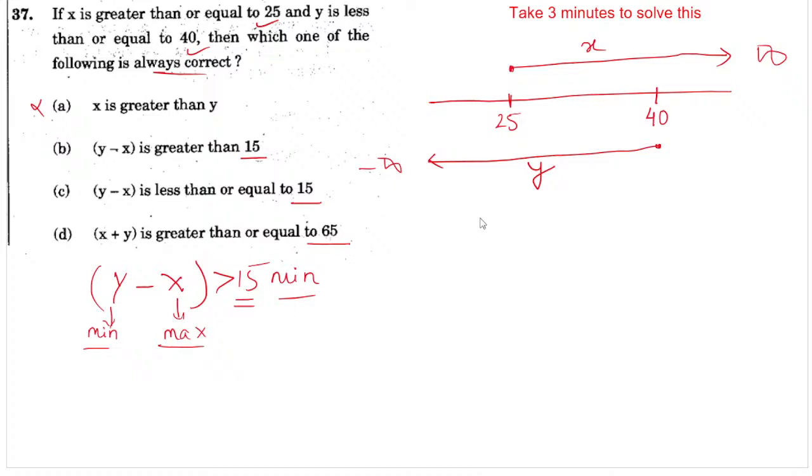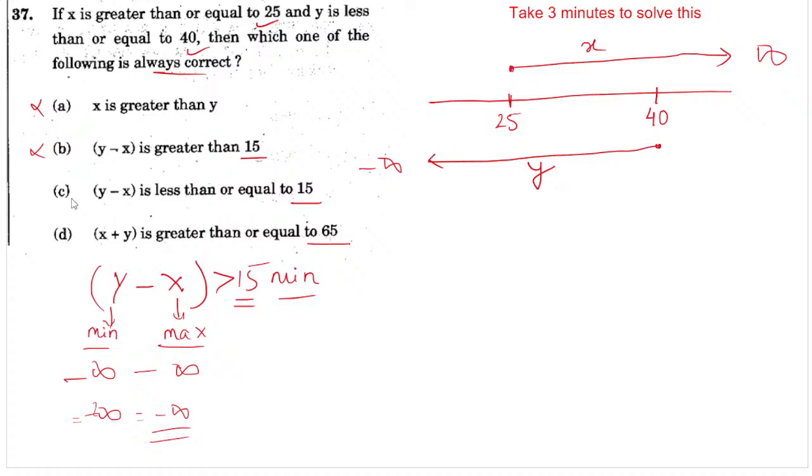In this case, the highest value of x is infinity, and the lowest value of y is minus infinity. So minus infinity minus infinity will be minus 2 infinity, a very large negative number. So we cannot find it out. There is no minimum here. So even this is wrong, because there is no minimum value here. The minimum value is towards minus infinity.